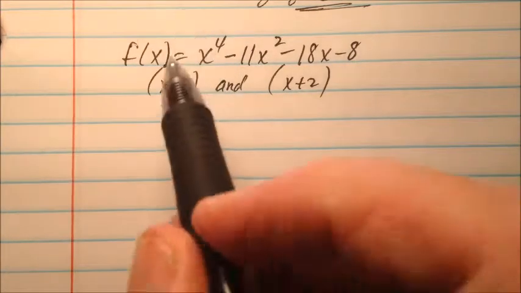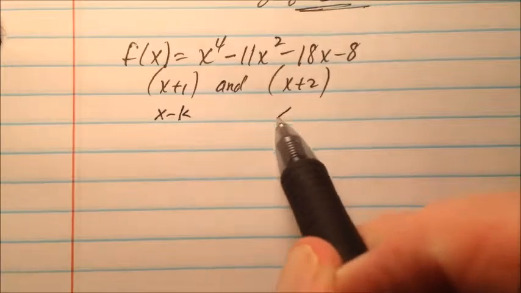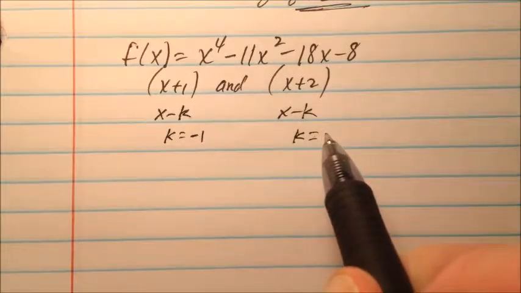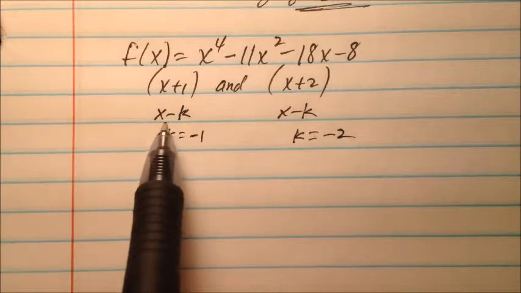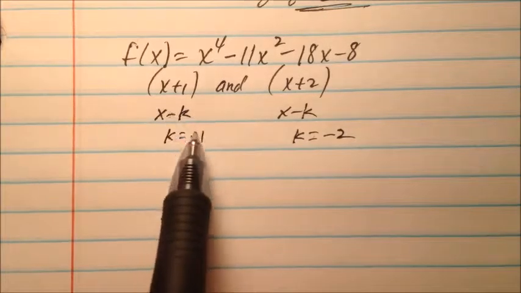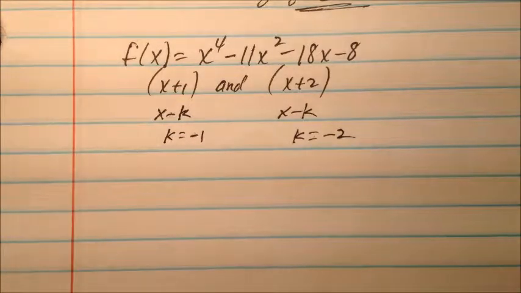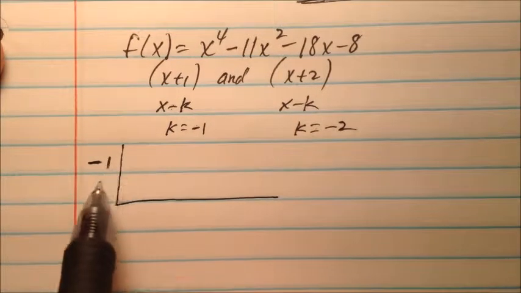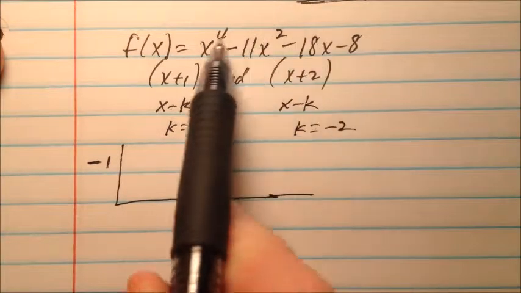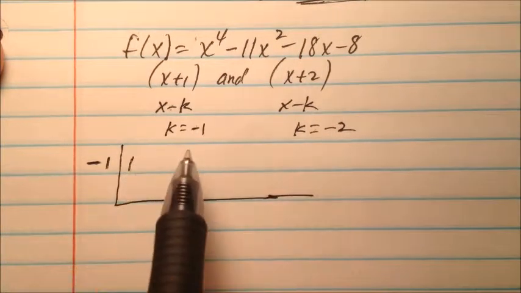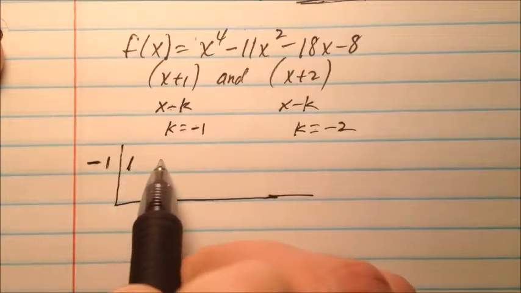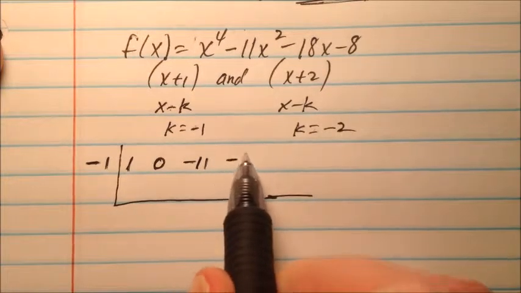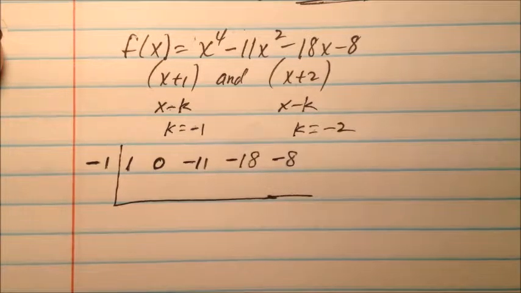Well, since this is a nice x minus k form for both of these, I can use synthetic division. So my value for k here is negative 1. My value for k here is negative 2, for those reasons before, because it's x minus a negative 1, because the minus and negative makes this plus right there. So that works in both cases. So we'll put this negative 1 out front here when we start our synthetic division. And then we need to get our coefficients from up here. So our first coefficient is a 1, but there's no x cubed term, so I need to put that placeholder in as a 0. And then the next one is negative 11. And it looks like negative 18 and negative 8.